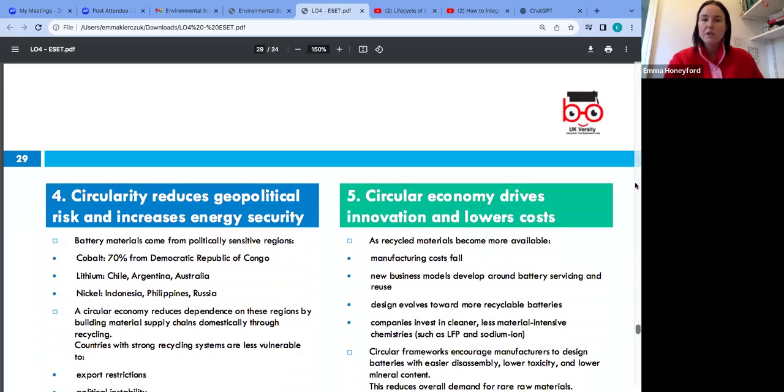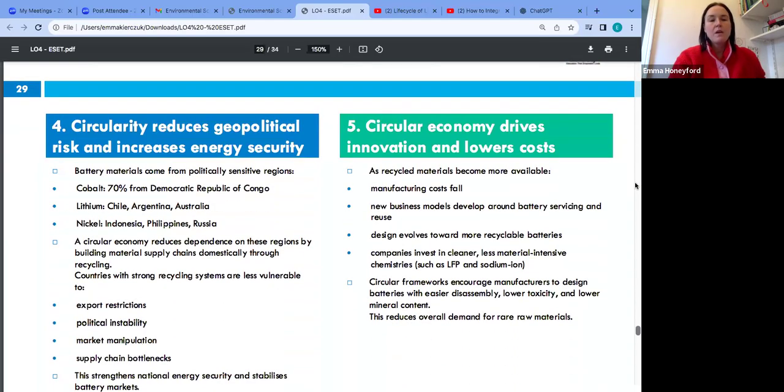So circularity reduces geopolitical risk and increases energy security. At the moment, we are so dependent on supply chains across the world when it comes to battery materials, especially from politically sensitive regions. We rely on supply chains from all over the world, such as for lithium: Chile, Argentina, and Australia. So there is an environmental impact of sourcing the lithium batteries and transporting them from different countries. A circular economy reduces dependence on these regions by building material supply chains domestically through recycling.